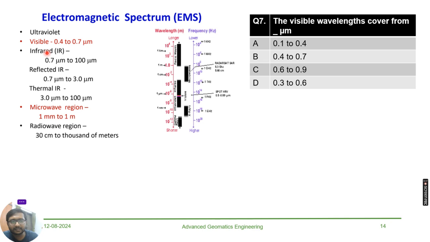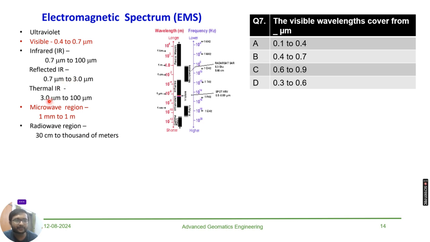But the difference between visible and this reflected infrared energy is that we cannot see this energy through our naked eyes. Animals can visualize this infrared region, but we can't. So that's why we need sensors which can capture this infrared energy from the objects. So it is using the same principle of reflection, which is from 0.7 to 3 micrometer.